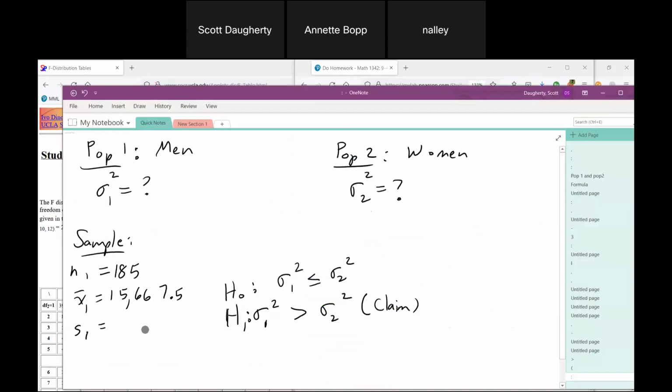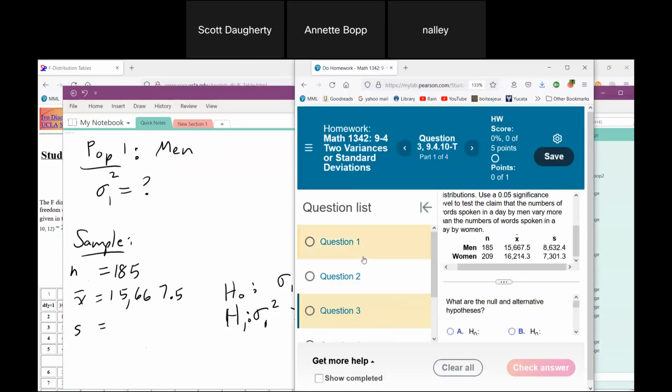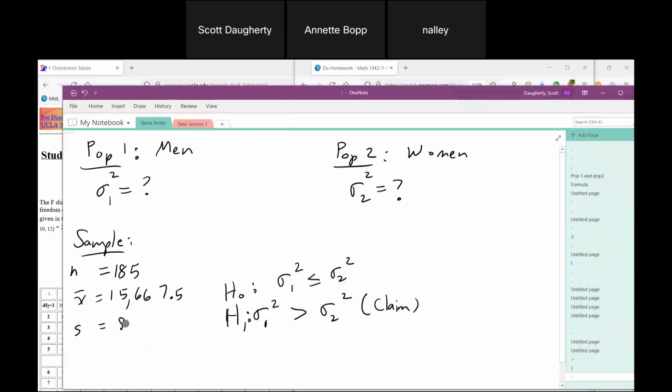Then they look at the standard deviation. By the way, I shouldn't label these yet, so let's leave this unlabeled. They look at the standard deviation in the number of words spoken for the 185 men, so you get your sample standard deviation, and it is 8,632.4. Okay.